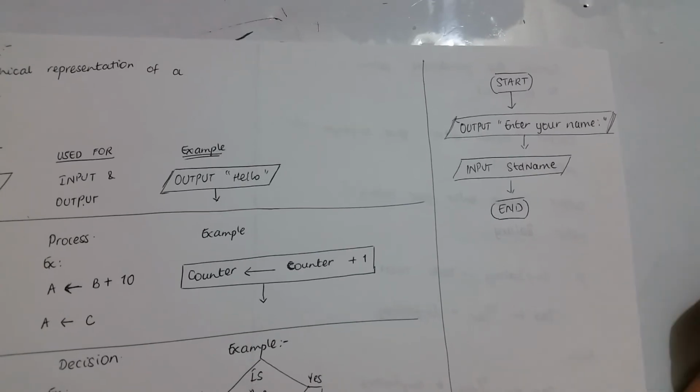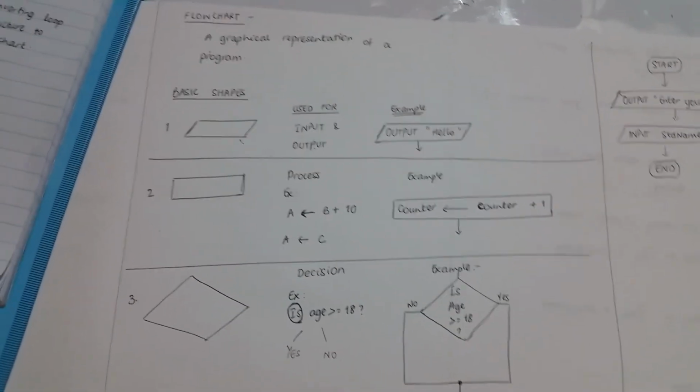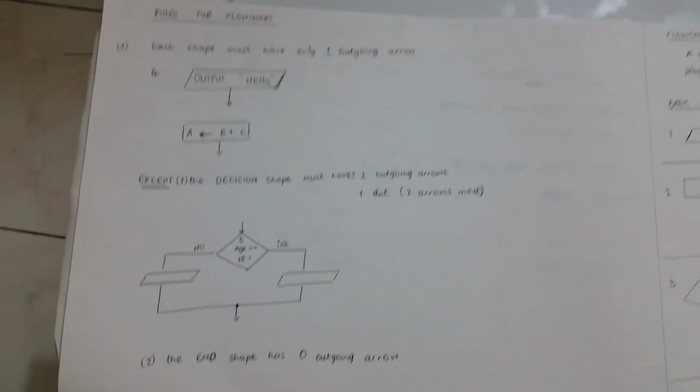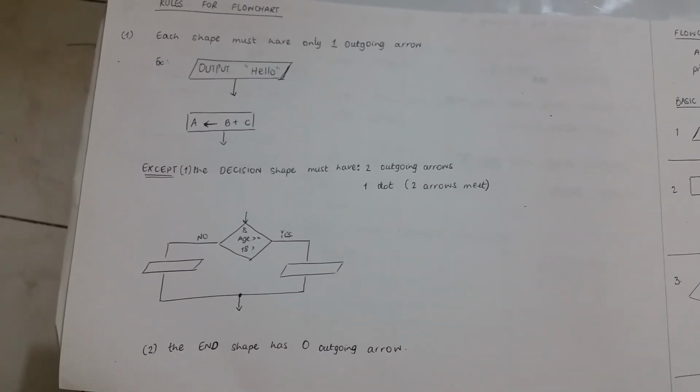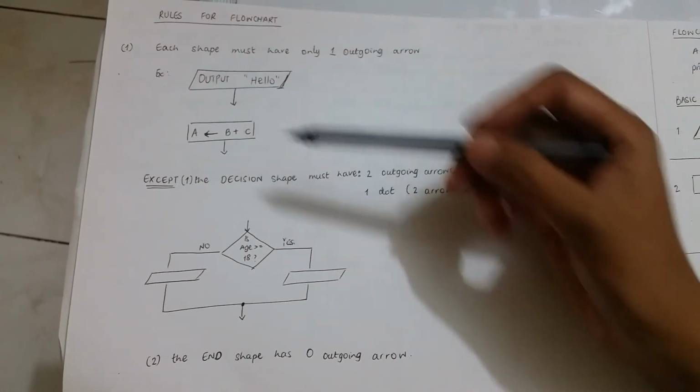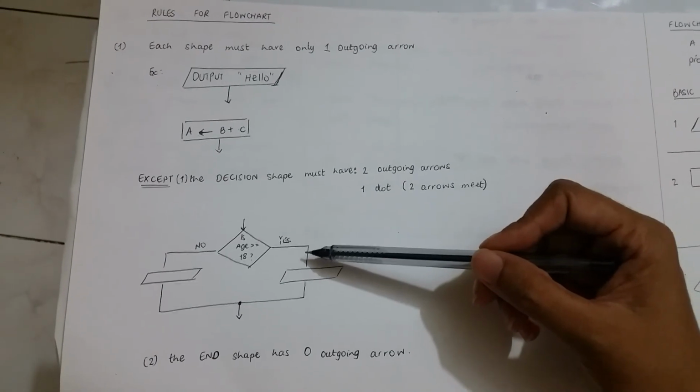Now take a look at the rules of flowchart. Note it down in your exercise book. The rule is that every shape must have one outgoing arrow except for the decision, which has 2, and the end shape, which has 0 outgoing arrows. Thank you.